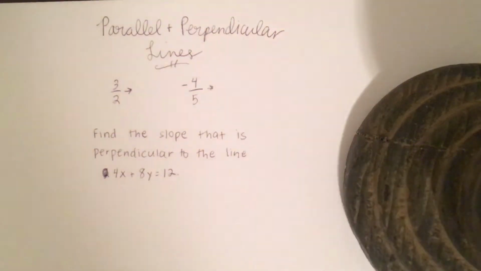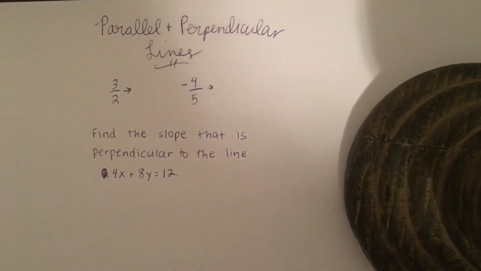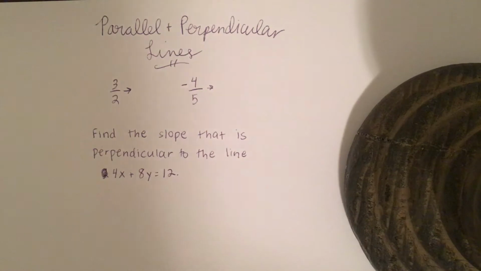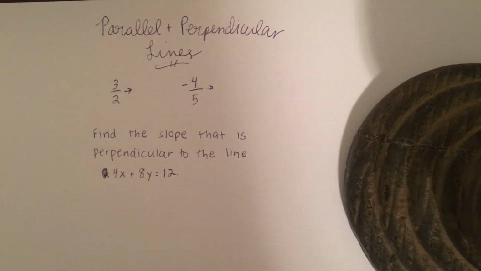Alright, so as a quick review, parallel lines have the same slope and they do not intersect, whereas perpendicular lines have slopes that are opposite reciprocals and they intersect at a 90-degree angle. So for this video, I'm going to be focusing solely on how to find perpendicular lines.